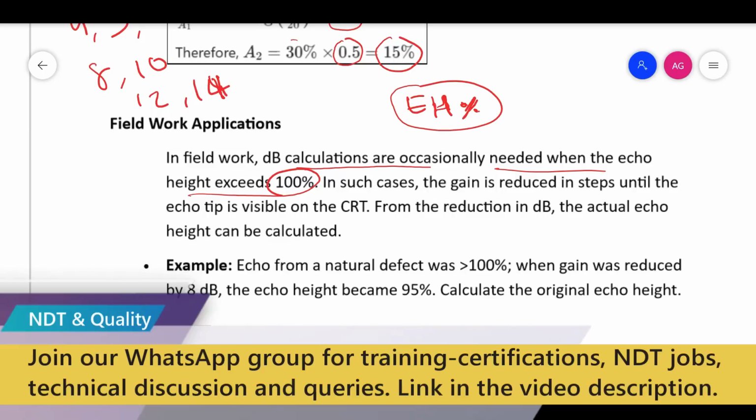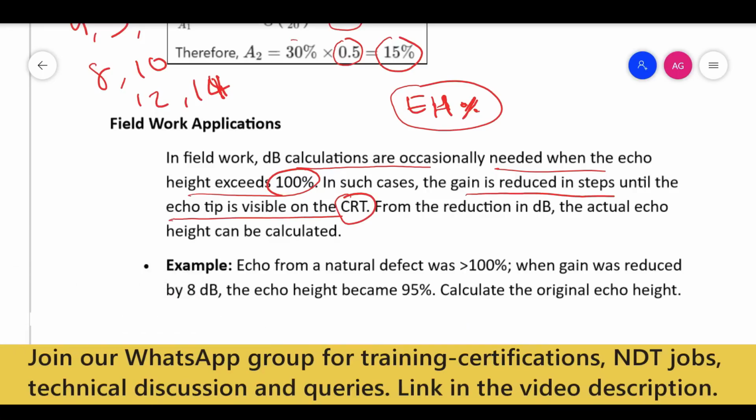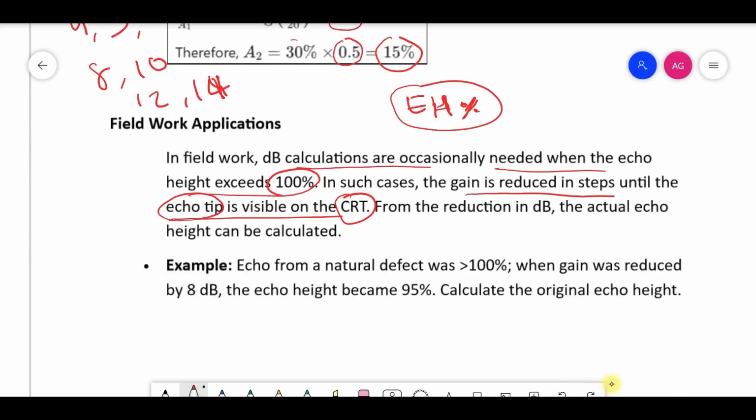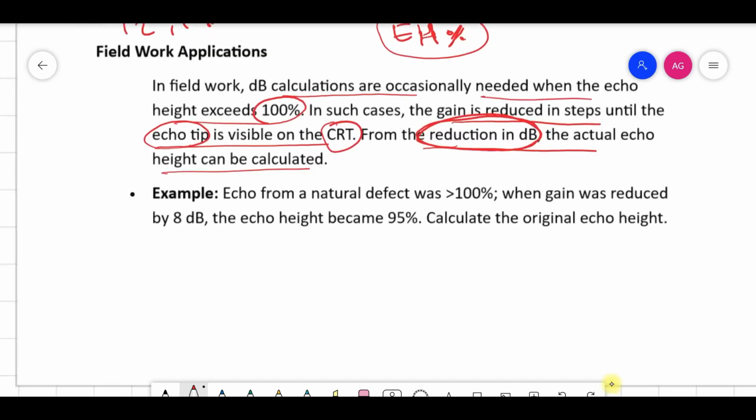In such cases, you reduce the gain step by step until the echo tip is visible on the CRT, so you have to slowly bring down the dB to see the tip of the echo. From the reduction in dB, the actual echo height can be calculated. How much dB did you reduce? On that basis, you will get the actual height of the echo.